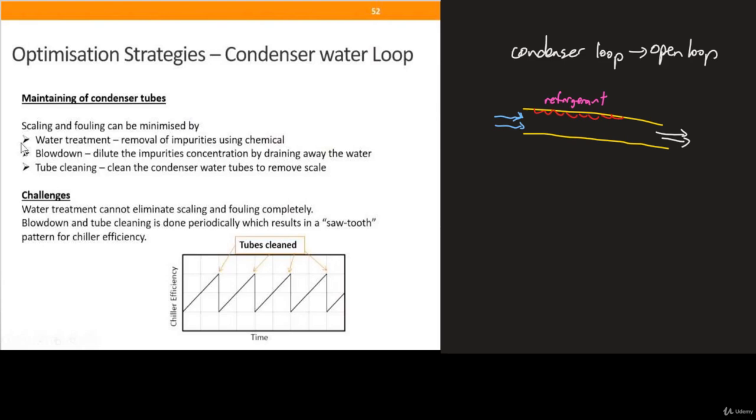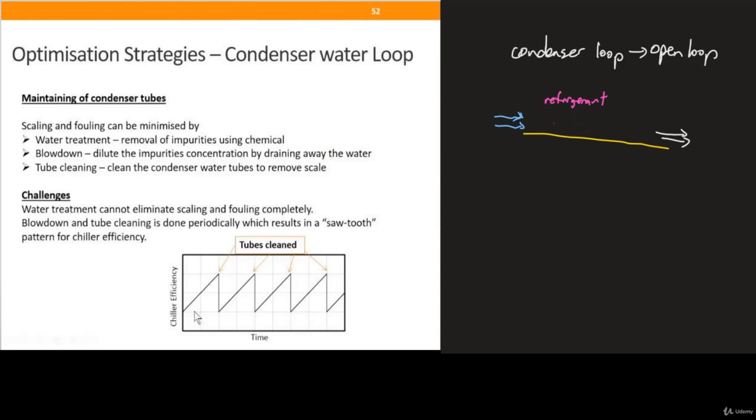That means from time to time you remove all the water, or maybe partially, say 50% of the water, and you top it up with clean water, or new water without impurities. So that's called blow down. That means you dilute the concentration of impurities. Then the last method is to clean the tube at a regular interval.